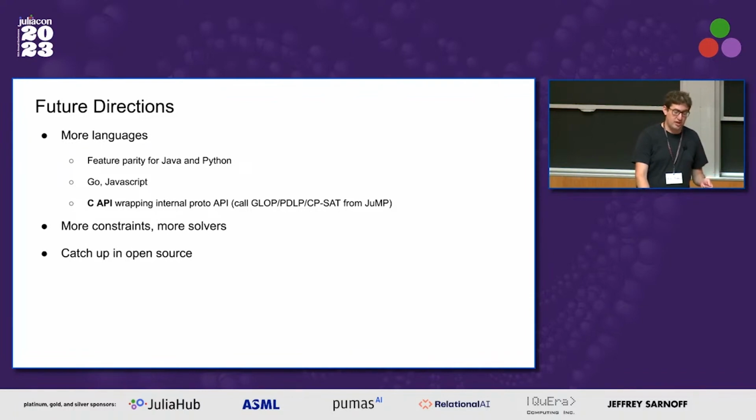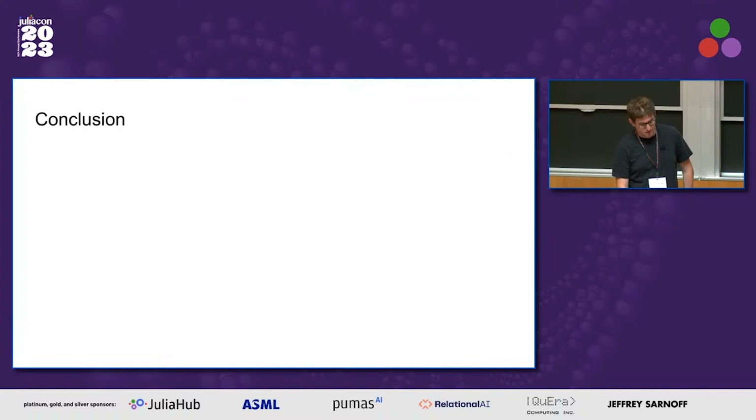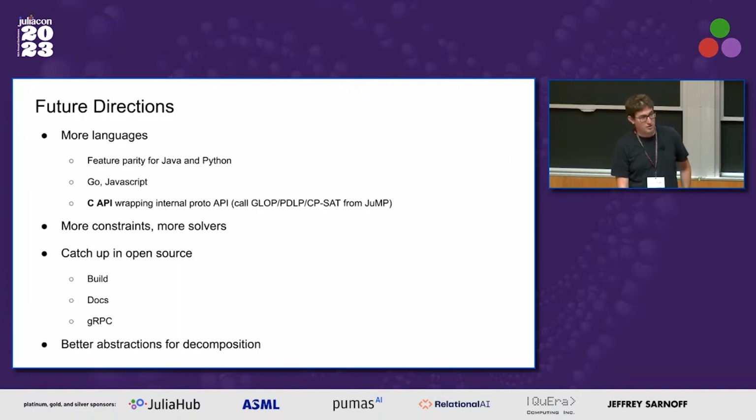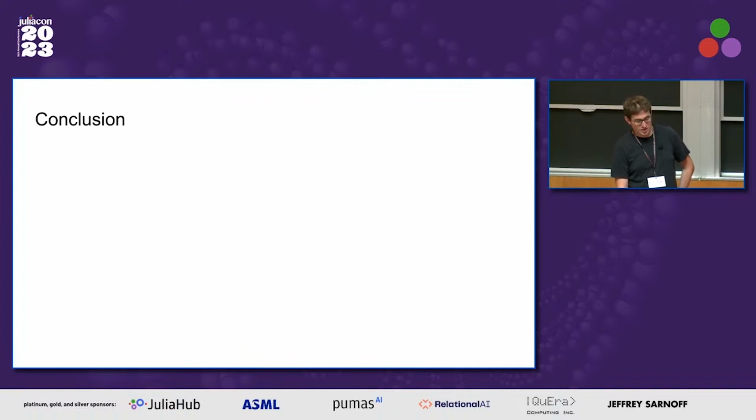Another thing is we need to catch up in open source. Right now, only the C++ stuff works in open source. So we need to fix our build system. All our documentation is internal, and the RPC mechanism that we use is an internal-only one. So we need to get a version working with gRPC if people want to use the RPC stuff outside. And if you see JP's talk later, he may be talking about how we do a better job of making it easy to write decompositions.